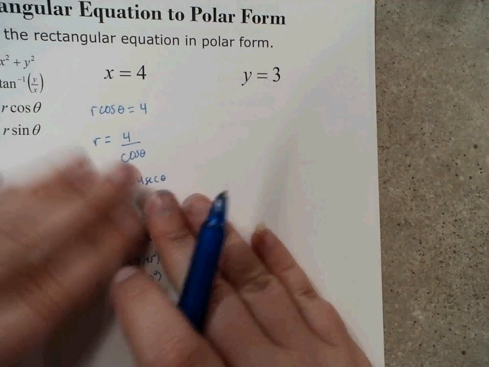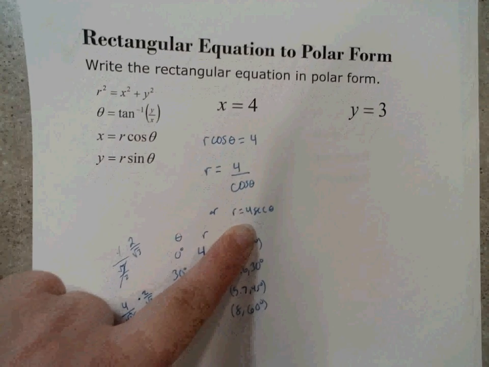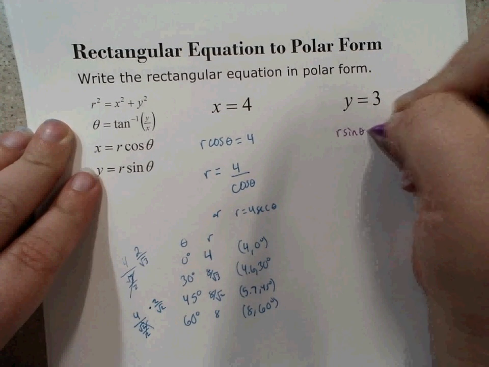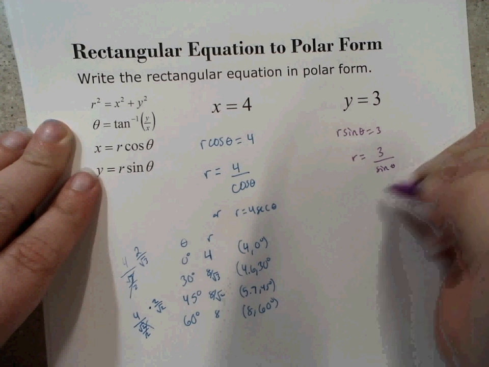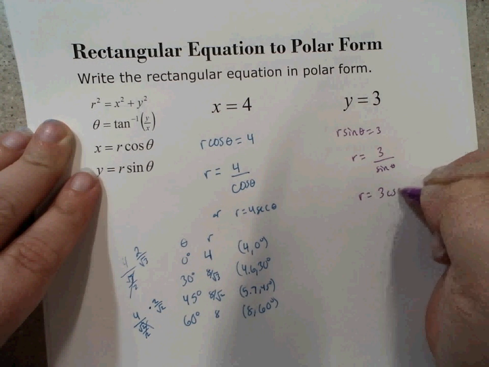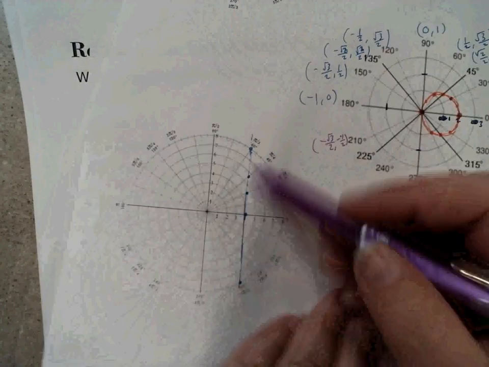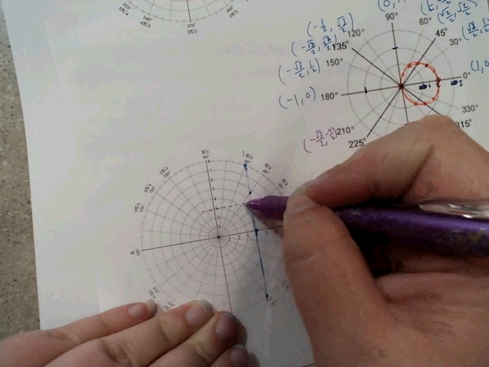Okay? And that was just us exploring that they are the same thing, x equals 4 versus r equals 4 secant theta. And same thing here, y equals 3, r sine theta equals 3, r equals 3 divided by sine theta, or r equals 3 cosecant theta. So in the same way that this created that vertical line, this one would create a horizontal line at 3.